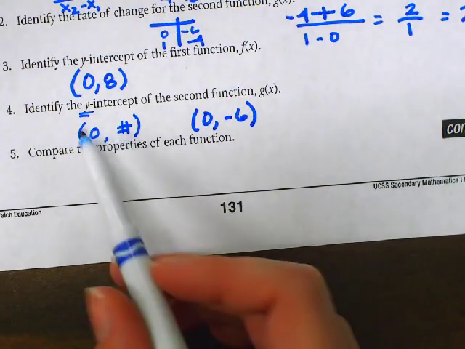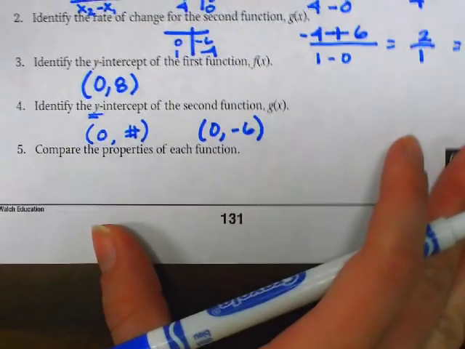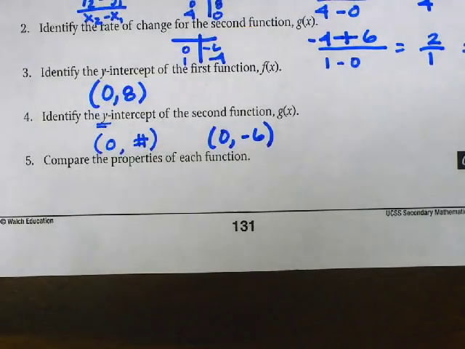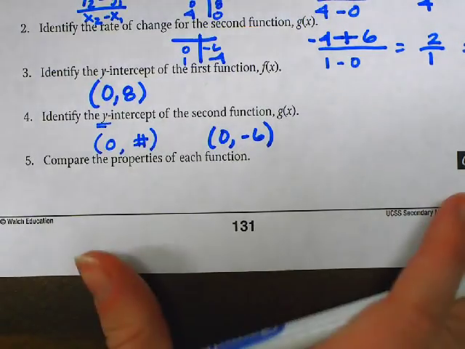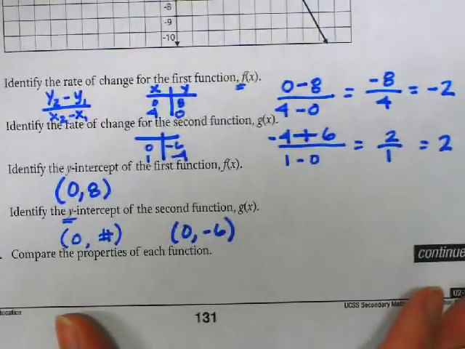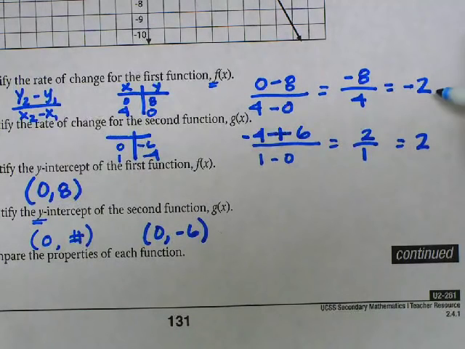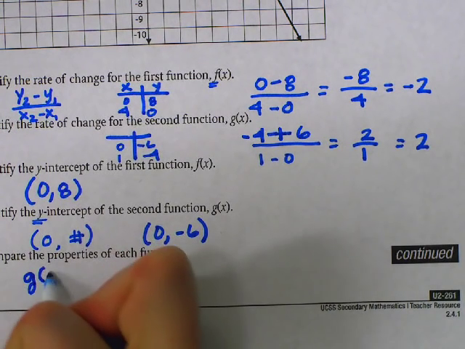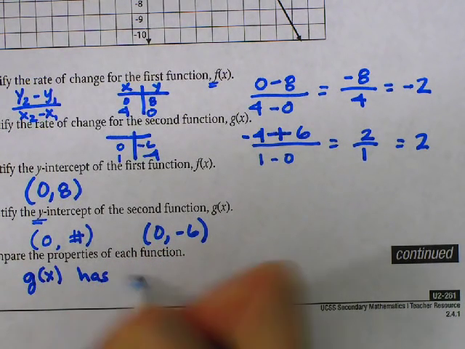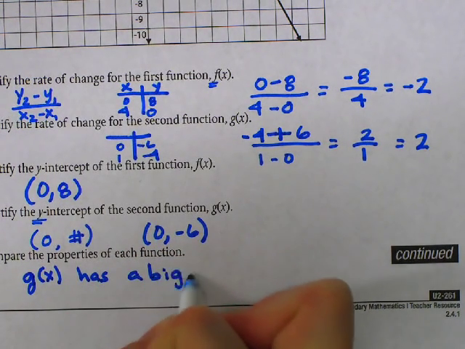So now we get to the heart of the matter where it says to compare the properties of each function. So I want to look back at all of this data that I've just collected. I have a rate of change. I notice that this one's negative 2 and this one's positive 2. So for the rate of change, I could say that f of x has a negative rate of change and g of x has a positive rate of change. Or I could say g of x has a bigger rate of change.